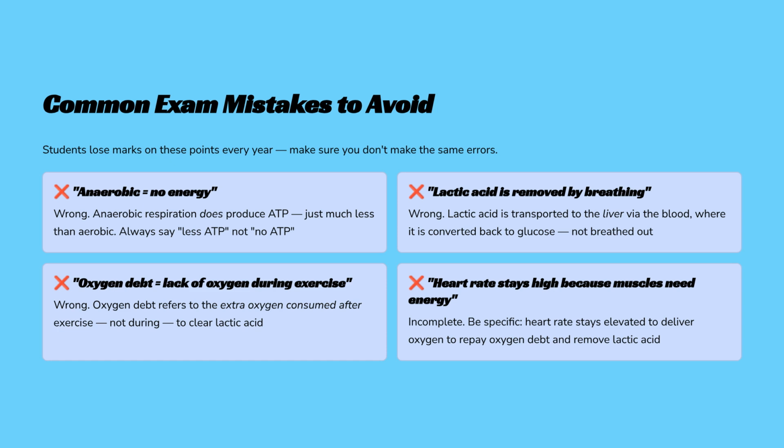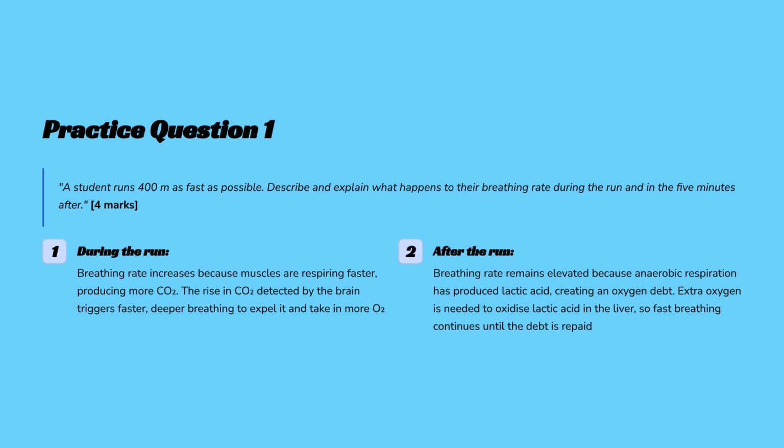Avoid these common exam traps. Anaerobic respiration still produces ATP, lactic acid is cleared by the liver, and oxygen debt is an after-exercise recovery process. Let's review a practice question. During exercise, breathing increases to meet gas exchange demands. Afterward, it stays elevated to repay oxygen debt and remove lactic acid.